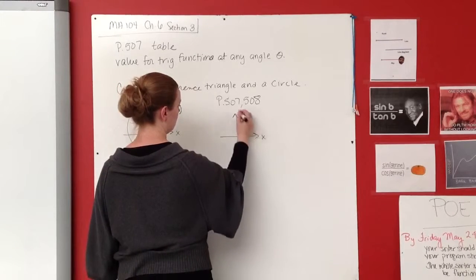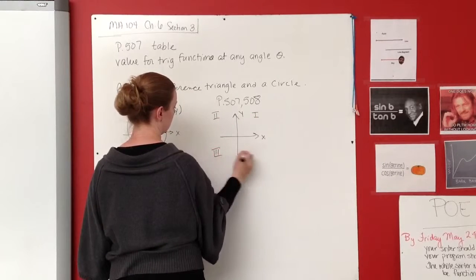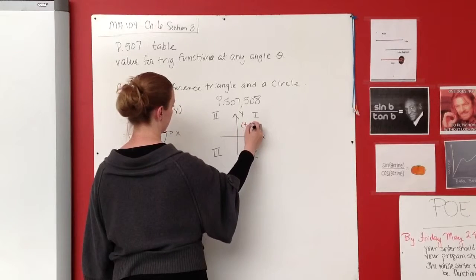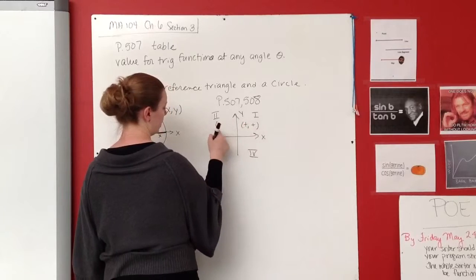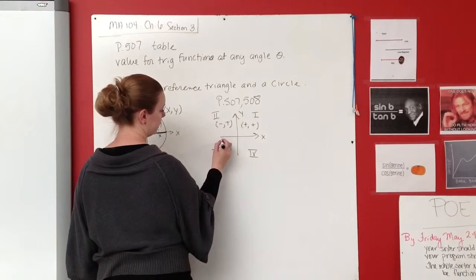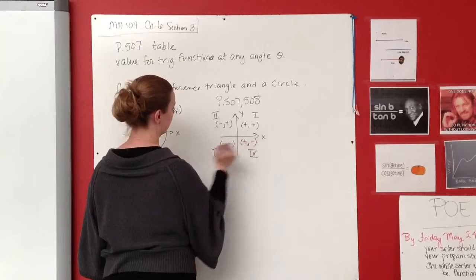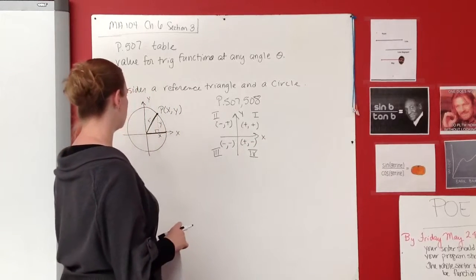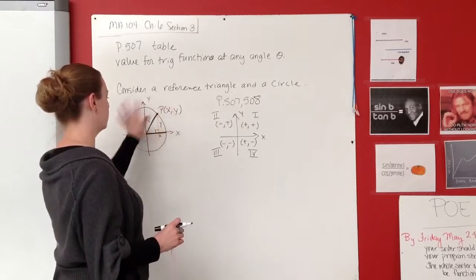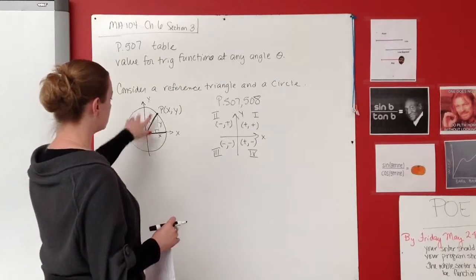If you remember way back from algebra, this is your first quadrant, your second quadrant, your third, and your fourth quadrant. Any coordinate in the first quadrant is going to have a positive x and a positive y. Any coordinate in the second quadrant will have a negative x and a positive y. Any coordinate in the third quadrant will have a negative x and negative y, and the fourth quadrant will have a positive x and a negative y. That's going to be important when we start putting together our trig functions for angles of any measure in any quadrant, okay?